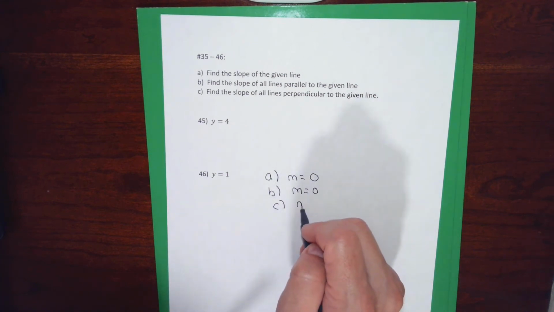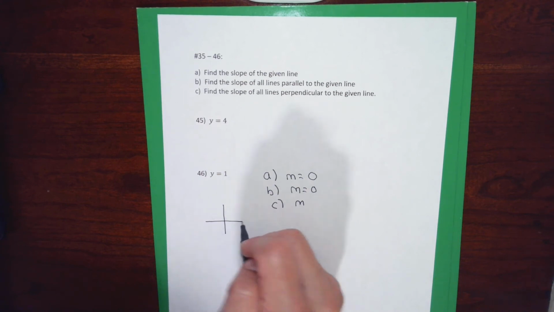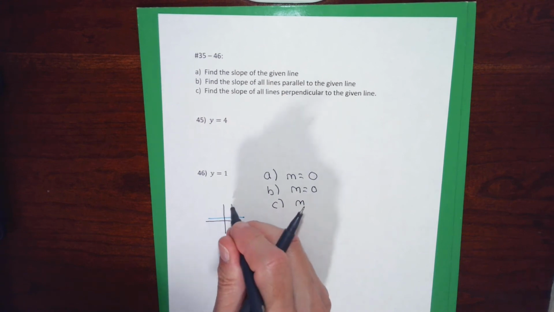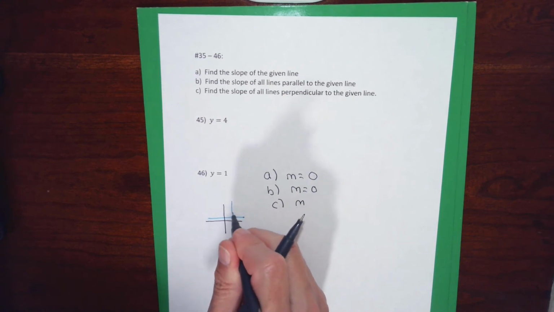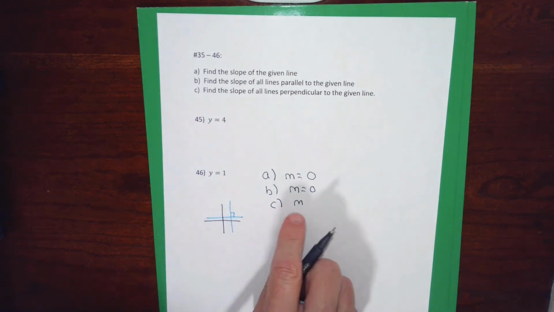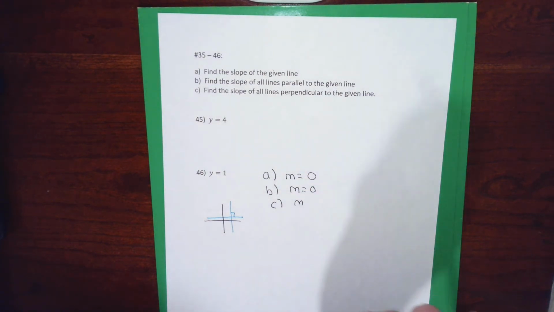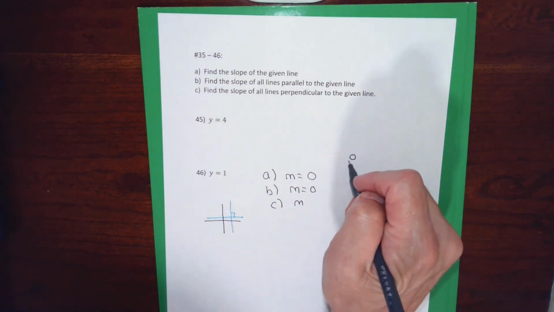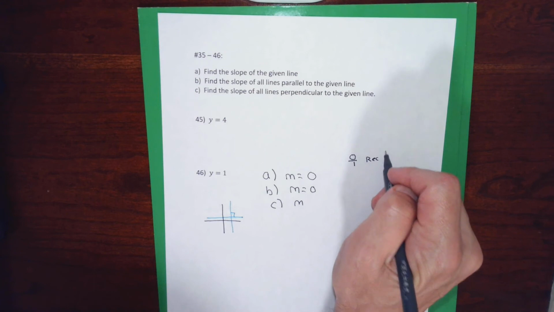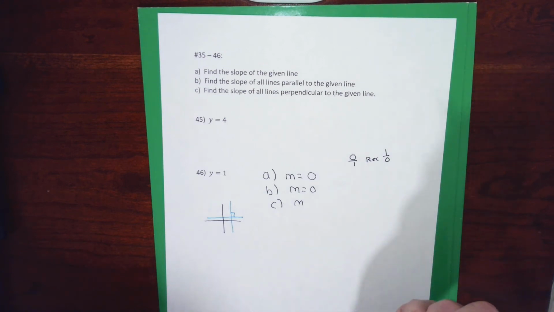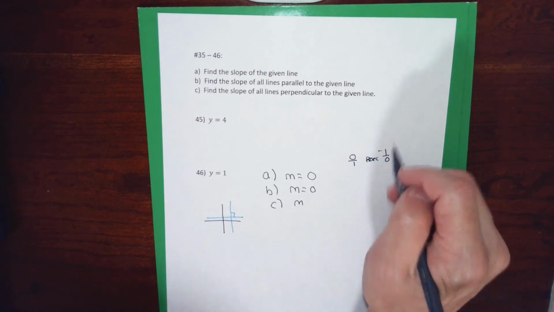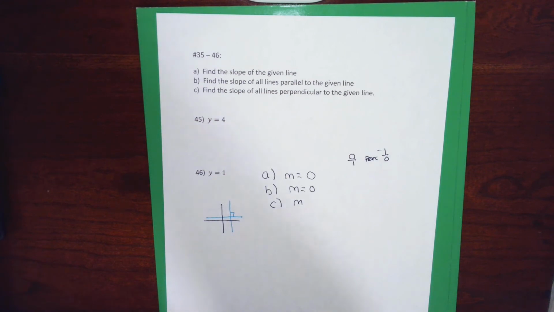And for part C, the given line, y equals 1, is horizontal. And lines that are perpendicular to horizontal lines are vertical lines. And vertical lines have undefined slope. So I can't really do the reciprocal of 0. Well, I guess I could, because if the given slope is 0, the reciprocal could be that, and then change the sign. I guess the negative reciprocal would be that fraction, and that has a 0 in the denominator.